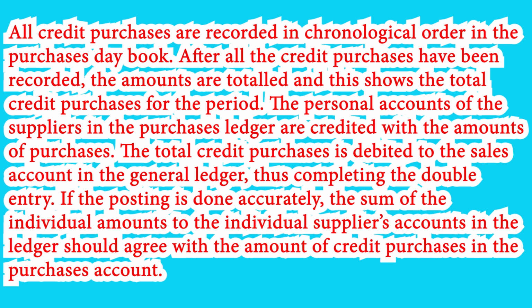The personal accounts of suppliers in the purchases ledger are credited with the amounts of purchases. The total credit purchases is debited to the purchases account in the general ledger, thus completing the double entry. If posting is done accurately, the sum of the individual amounts in the individual suppliers' accounts in the ledger should agree with the amount of credit purchases in the purchases daybook.